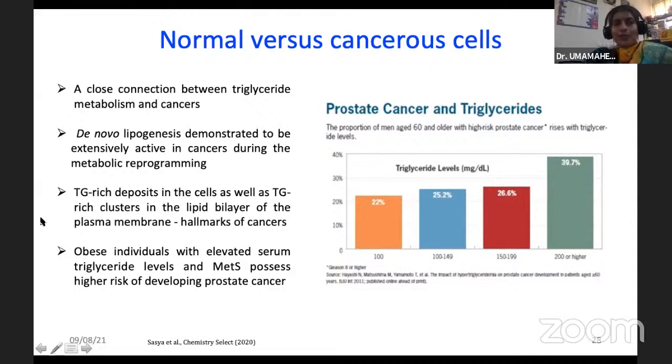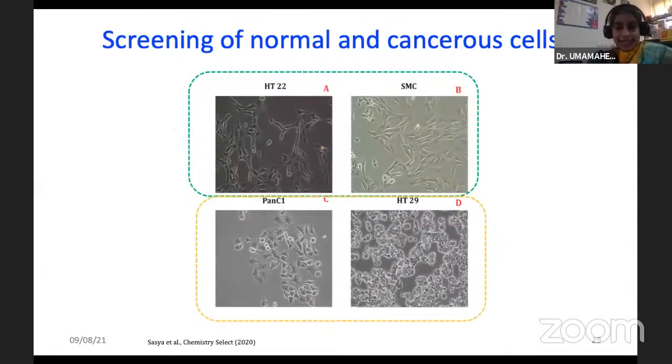So what we wanted to know was, can we use the sensor that we have developed, apart from just looking at serum triglyceride levels, can we also use this to monitor triglyceride levels in cancer cells? So what we did was, we took a panel of cells which are normal. The HT22 are hippocampal cells that are found in the brain, and smooth muscle cells are also normal smooth muscle cells of human origin. And we took two cancer cells. One is a colon cancer cell, and the other one is a pancreatic cancer cell. This time we chose PanC1.